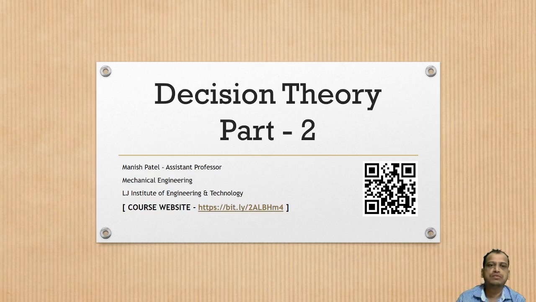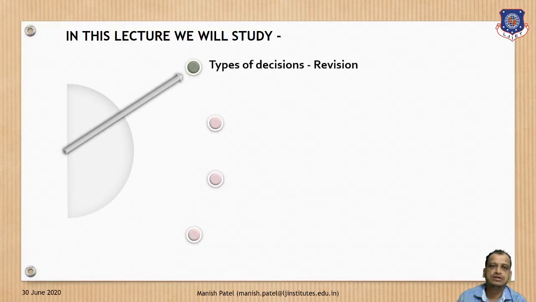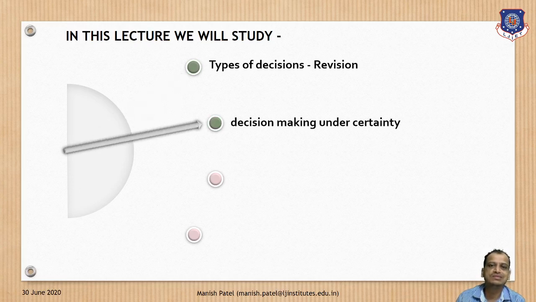Welcome friends, we will look into the next part of the decision theory. So what is that? It is nothing but decisions. We will look into some of the decision types, we will revise them. Then we will look into decision making under certainty.